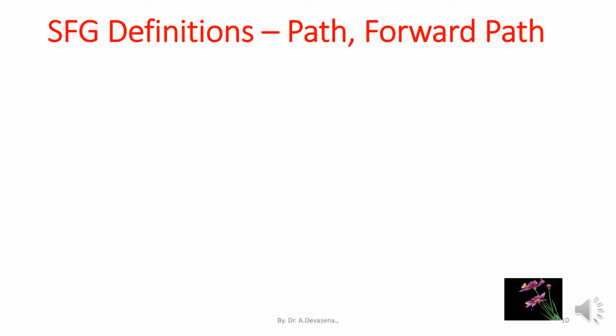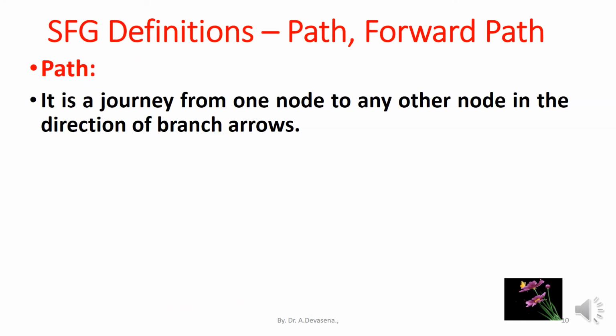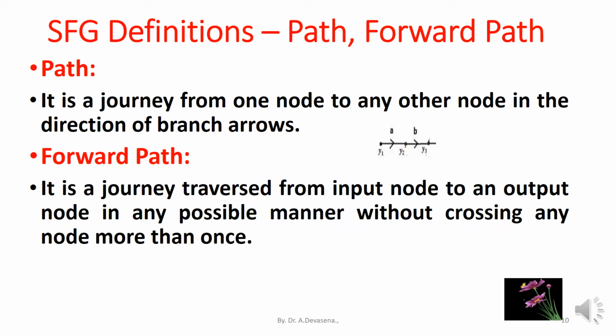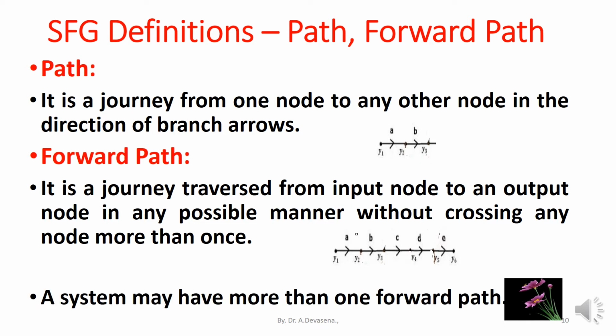Definitions: path, forward path. Path. It is a journey from one node to any other node in the direction of branch arrows. Forward path. This is the representation of a forward path. It is a journey traversed from an input node to an output node in any possible manner without crossing any node more than once. Here's another representation of a forward path. A system may have more than one forward path.